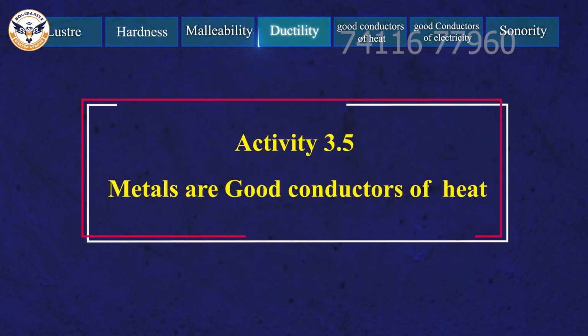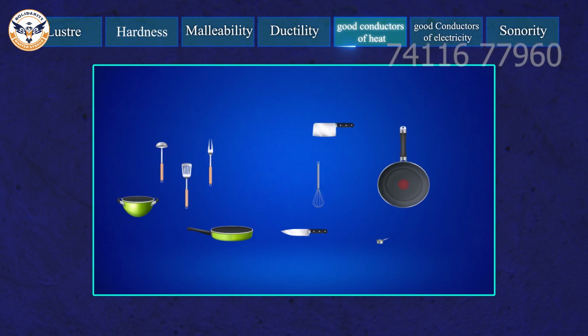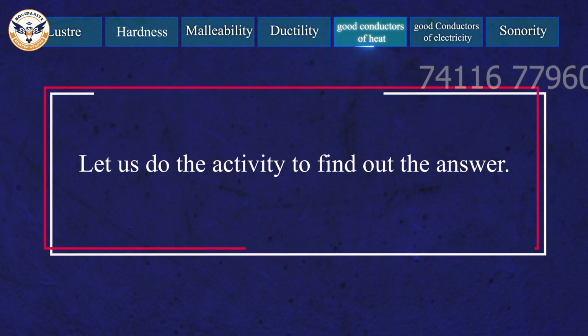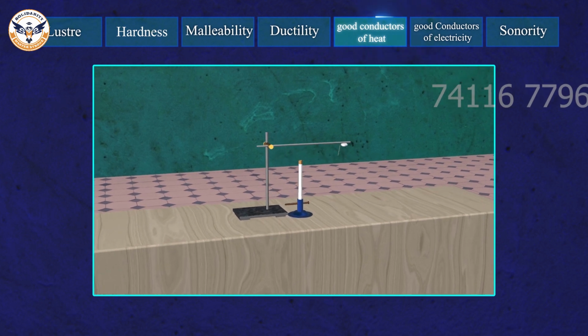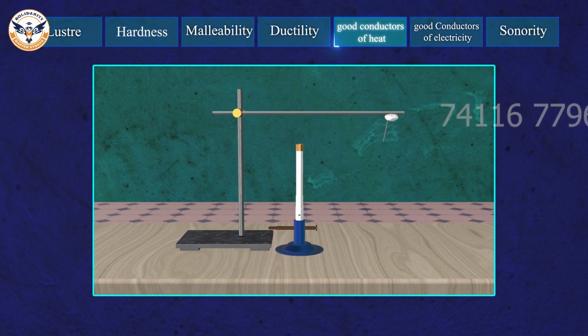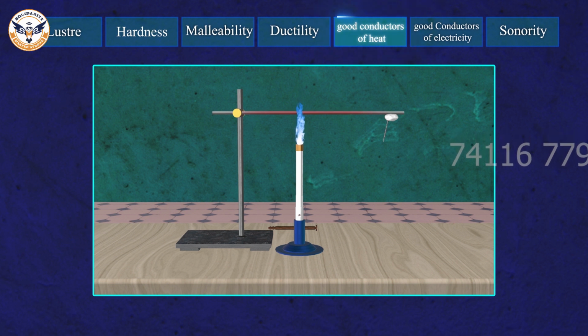Activity 3.5 Metals are good conductors of heat. Can you name some metals that are used for making cooking vessels? Do you know why these metals are used for making vessels? Let us do the activity to find out the answer. Take an aluminium or copper rod. Clamp this rod on a stand. Fix a pin to the free end of the rod using wax. Heat the rod with a spirit lamp, candle, or a burner near the place where it is clamped.